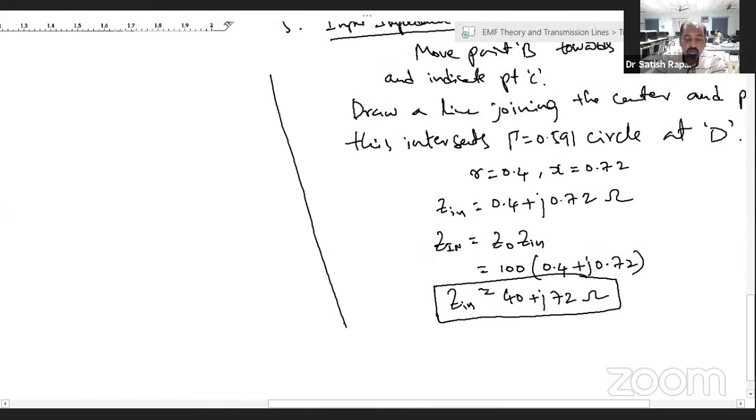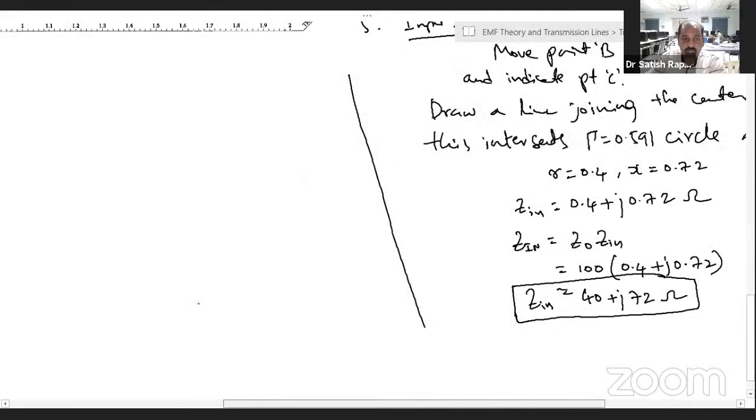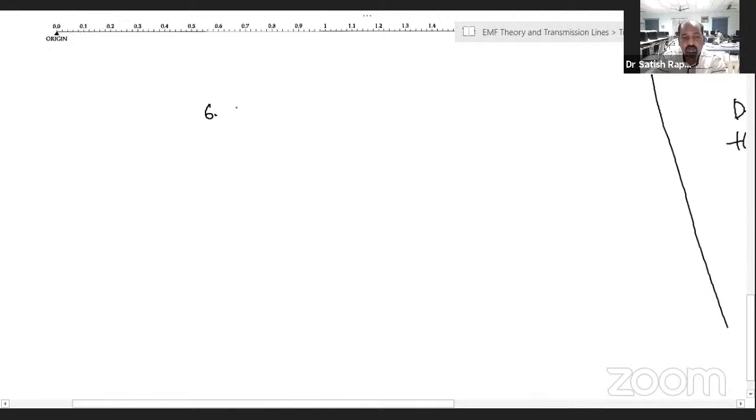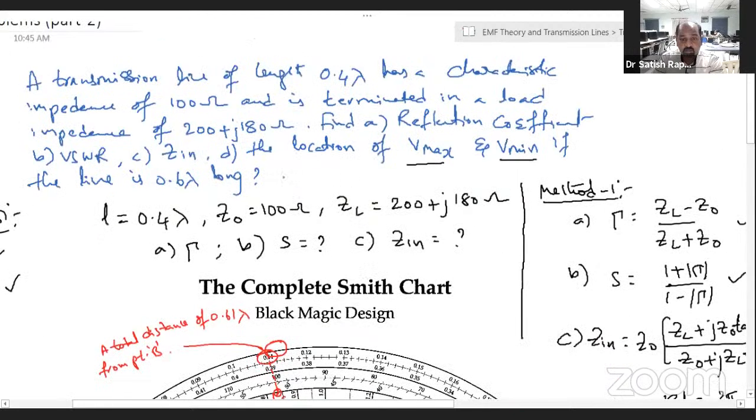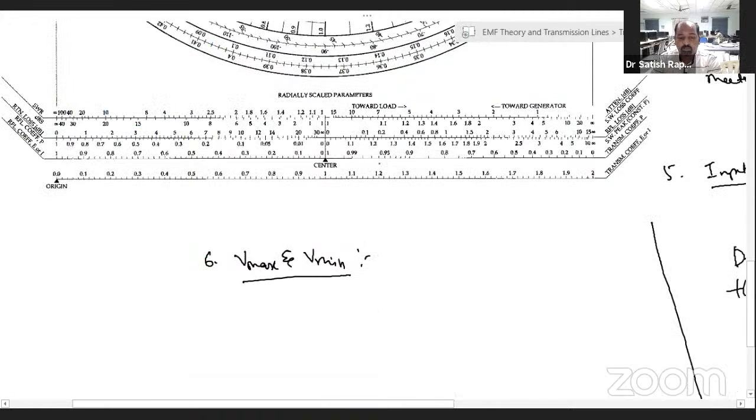Now calculating V max and V minimum. Let us say this is the sixth point. Let us try to find out V max and V minimum. What is the question here? The location of V max and V minimum if the transmission line is 0.6 lambda long.